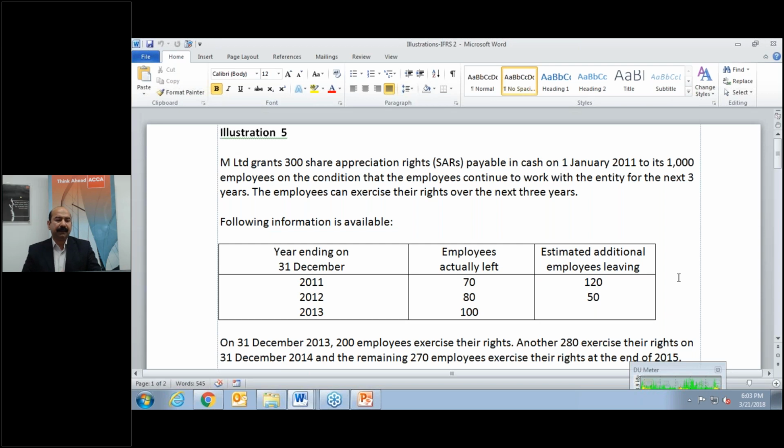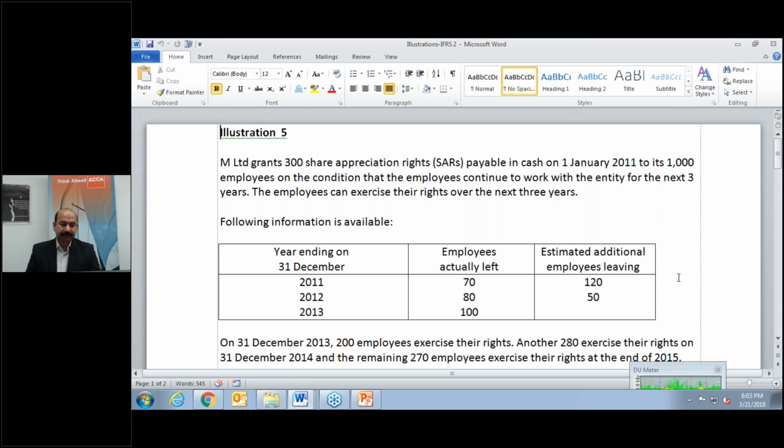Okay, M Limited grants 300 share appreciation rights payable in cash on 1st January 2011 to its 1,000 employees on the condition that the employees continue to work with the entity for the next 3 years. The employees can exercise their rights over the next 3 years. Following information is available.